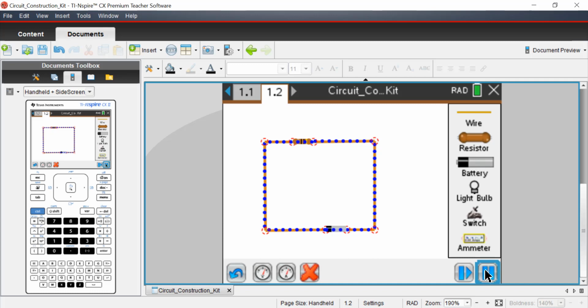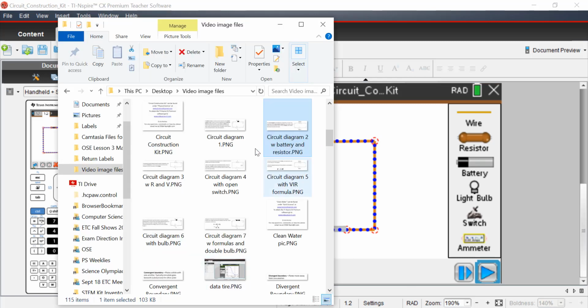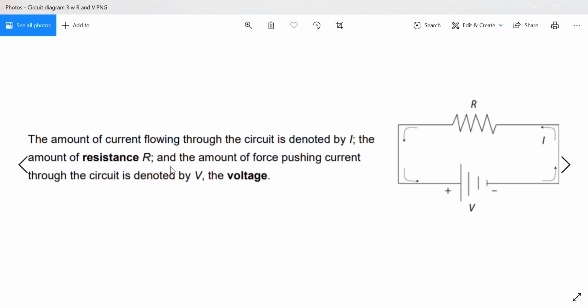So from negative to positive, that's the flow of electricity. And then I want to jump back over real quick to another diagram.